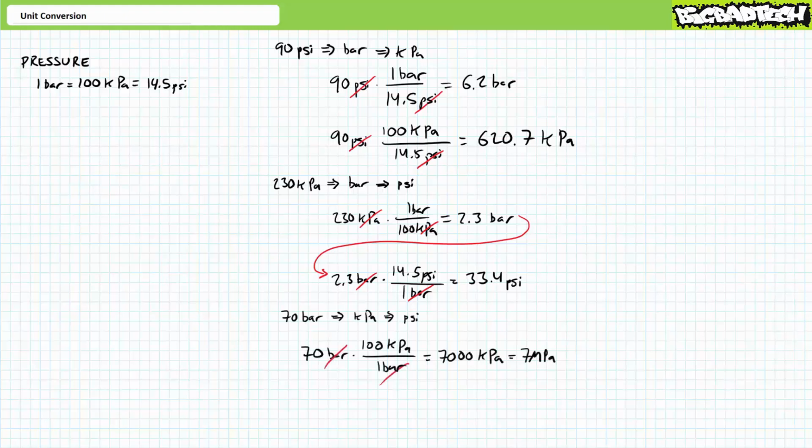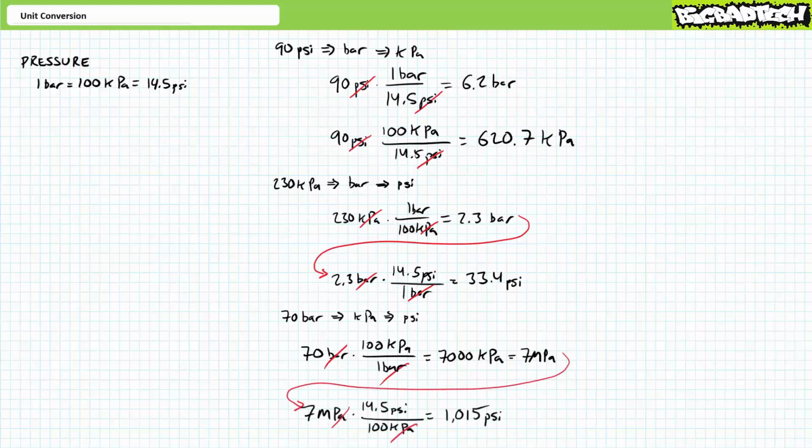Next, we're being asked to convert 70 bar to pascals. The unit we want, pascals, is on top. The unit we don't want, bars, is on the bottom. 70 bars times 100 kilopascals divided by 1 bar, unit of bar cancels out, we're left with 7,000 kilopascals. Using proper engineering format, this is more appropriately expressed as 7 megapascals.